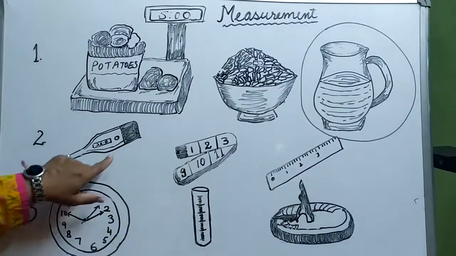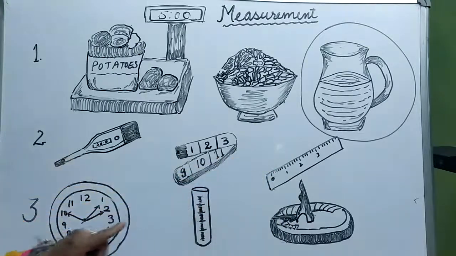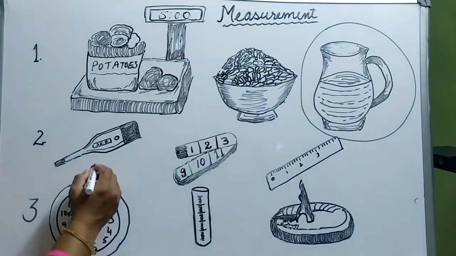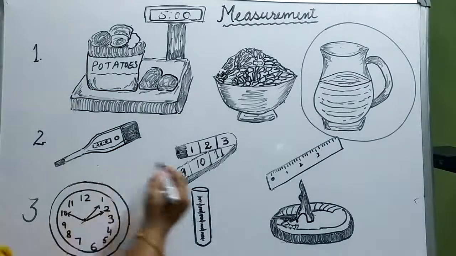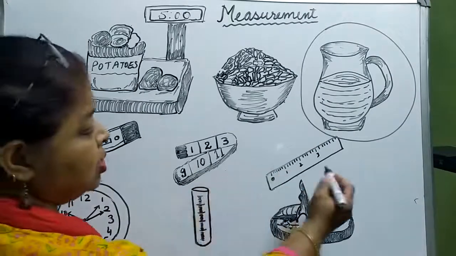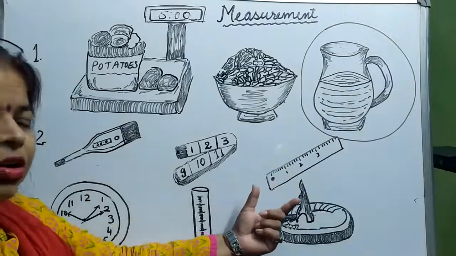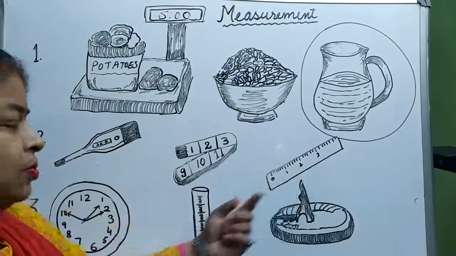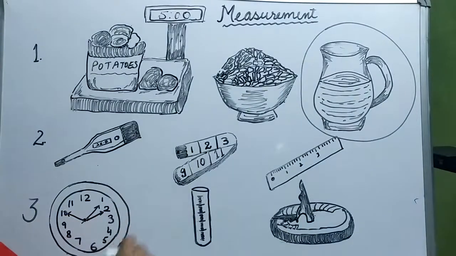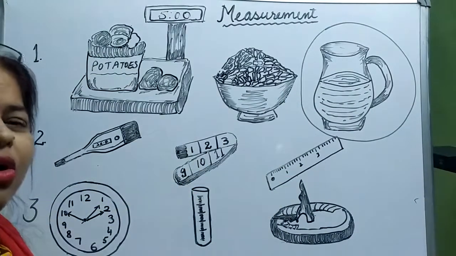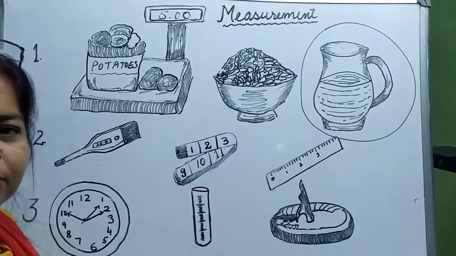Now let us come to the second row. In this, we have a digital thermometer, a measuring tape, and a ruler or a plastic scale that you have in your pencil box. So now think about it: out of these three pictures, which one is the odd one out?